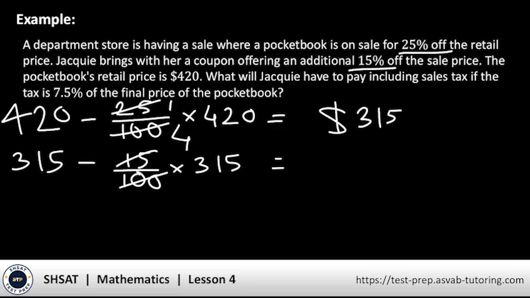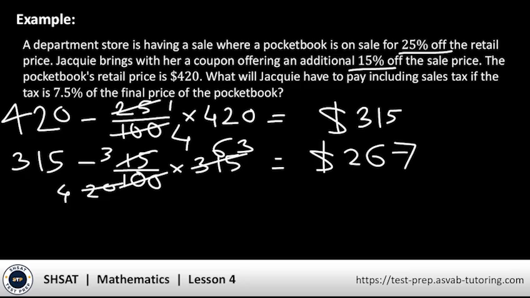Let's simplify using 5. So 5 times 3 and 5 times 20. Again, simplify 315 with 20. That means 5 times 4 and 5 times 63. Now if you further simplify 315 minus 3 times 63 over 4, that is going to give you a decimal, 267.75. Further, what will Jackie have to pay including sales tax? So including sales tax, if the tax is 7.5% of the final price.